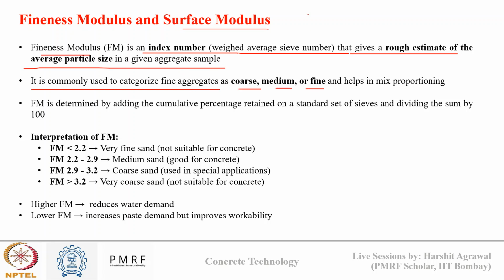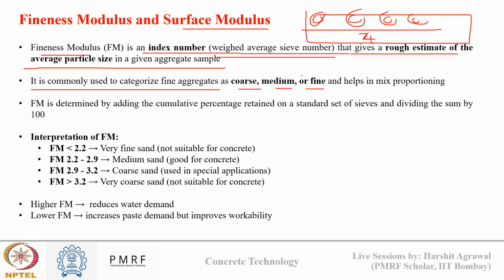Okay, so it is just a number that we are getting, a weighted average sieve number. We know the aggregate percentage retained on different sieves, and we divide it by the number of sieves that we have. Suppose we had taken 4 sieves, so percentage retained on all the 4 sieves divided by the number of sieves, 4. So this gives me the fineness modulus of the aggregate. It is commonly used for fine aggregates to define whether they are coarse, medium, or fine.